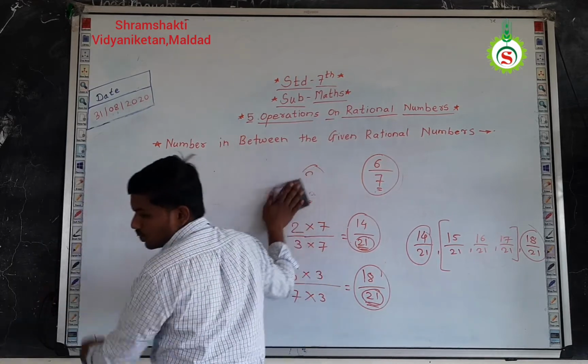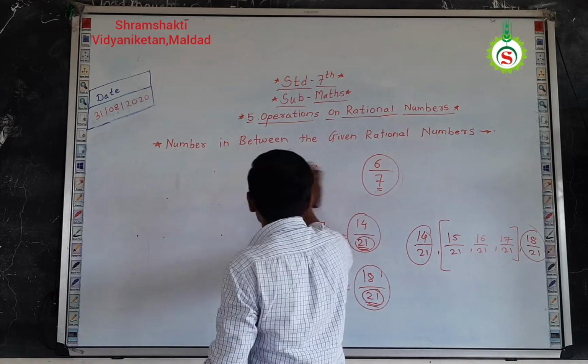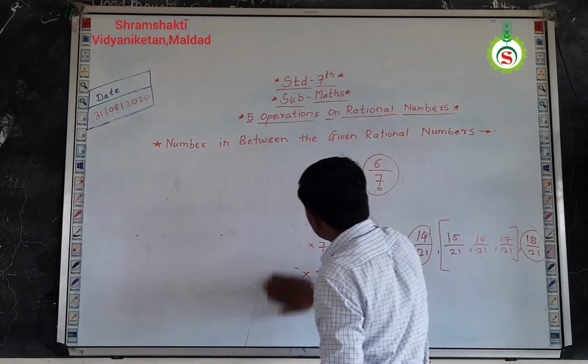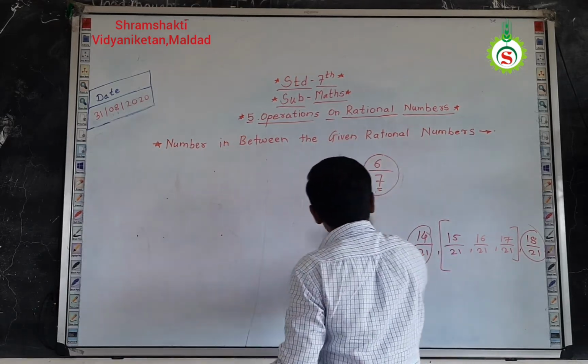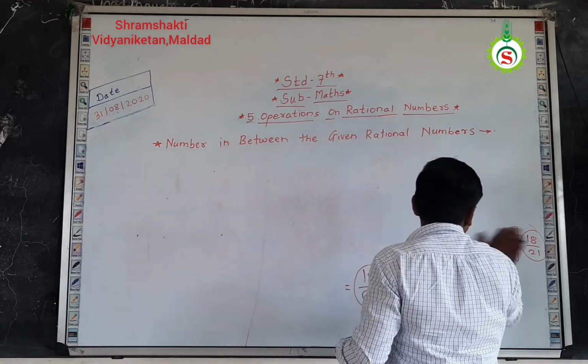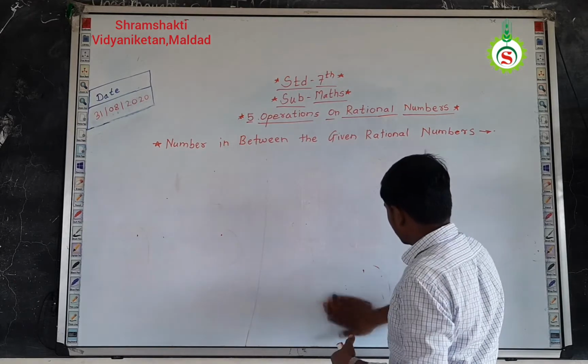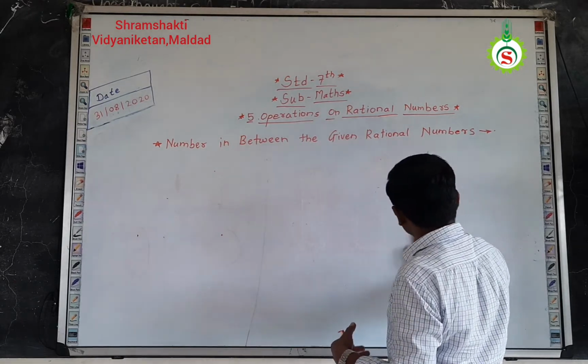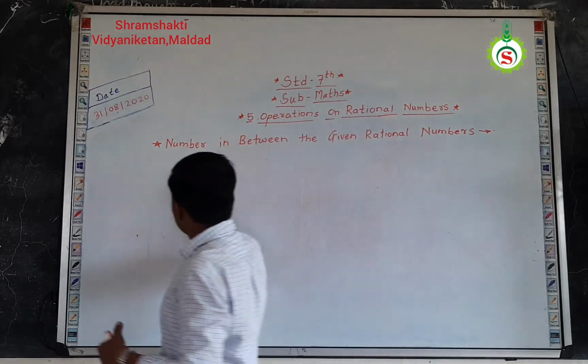First is 2 by 7 and 6 by 7. That means denominators are same. And if denominators are same, we have to only write down the next number for the numerators. Okay. So that numbers in between the given numbers that we can find out easily.